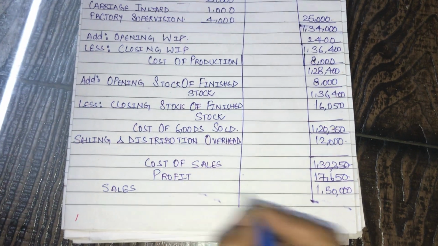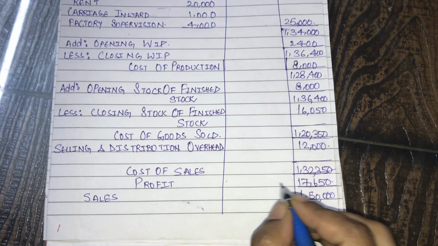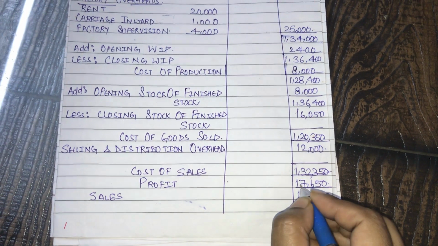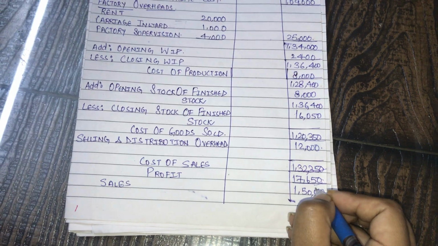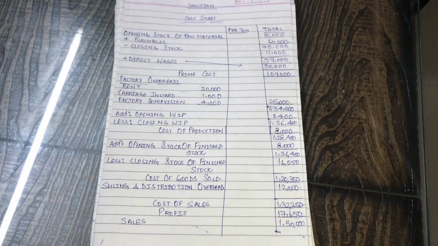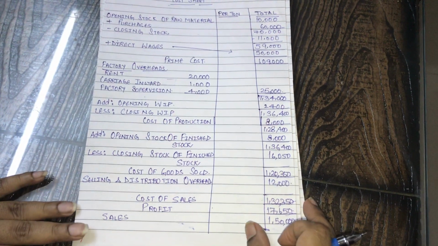And the sales given over there is 1,50,000. By deducting cost of sales from sales, it comes to the total profit. Hence by this we can make the cost sheet. I explained one question. I'll give you other questions as your assignments. Thank you.